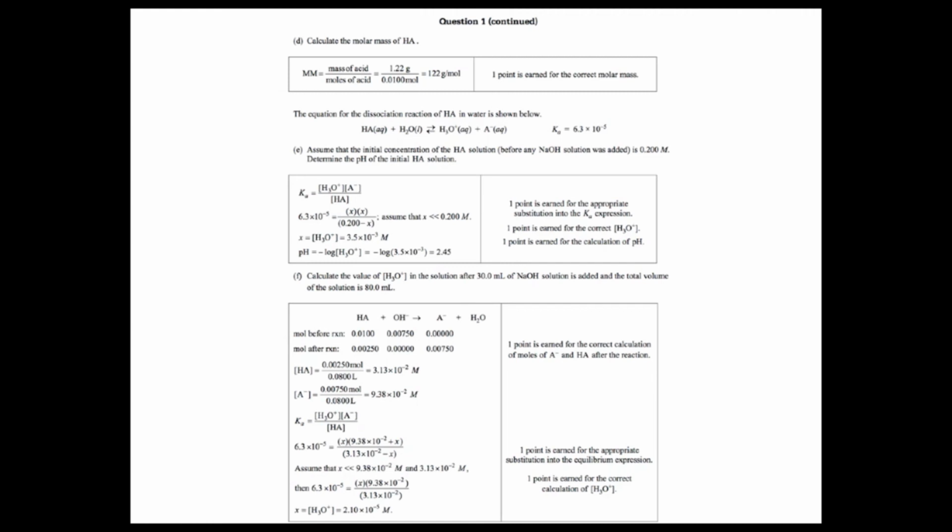Okay, and then for F, you get 1 point for the correct calculation of the moles of A minus and HA after the reaction. You would still get a point if, instead of finding moles, you found concentration. That's fine. You get 1 point for the correct substitution into the equilibrium expression, or if you want to use your Henderson-Hasselbalch, you would get a point for that as well. And then you get 1 point for the correct calculation of H3O plus.